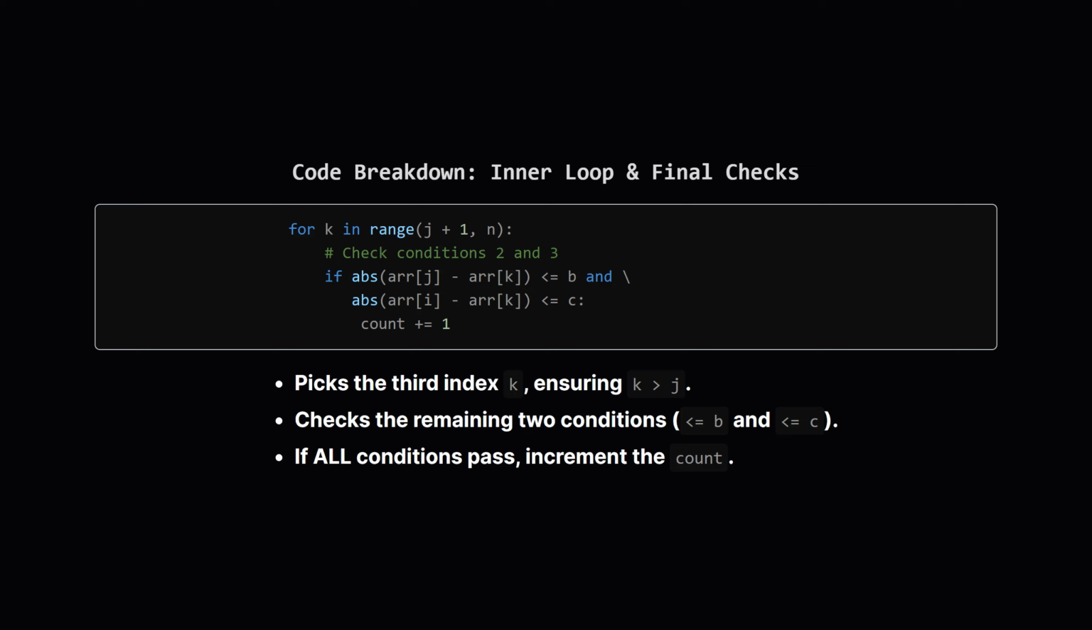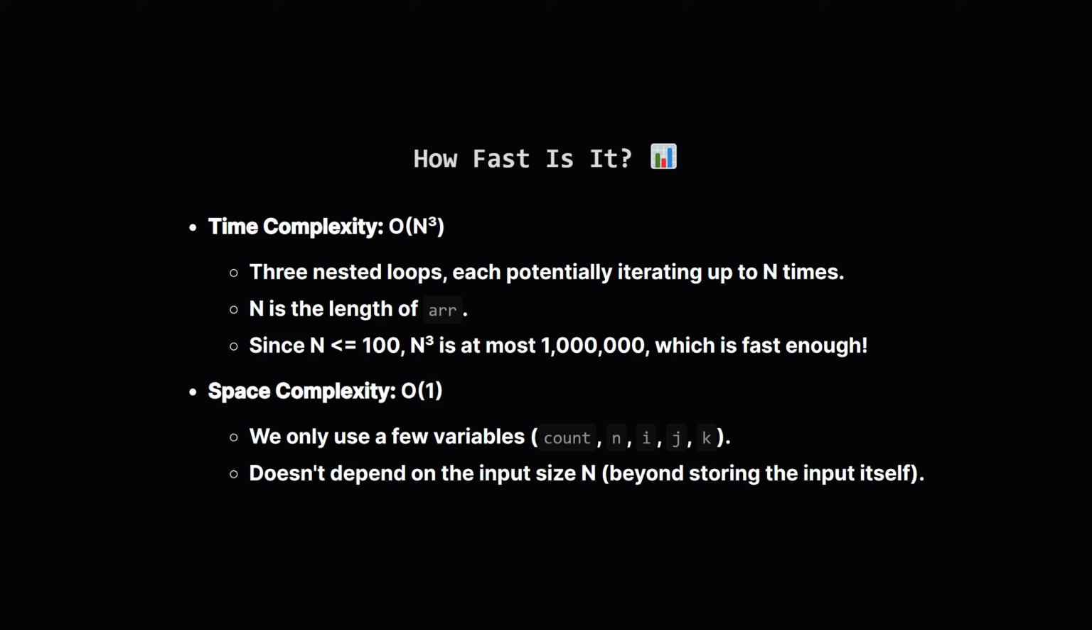Is the difference between the number at j and the number at k less than or equal to b? And is the difference between the number back at I and the number at k less than or equal to c? If both of these conditions are true, and remember, the first condition between I and j already passed, then we've found a good triplet, so we increment our count. After checking all possible k's for the current I and j, the loops continue until all combinations are exhausted. Finally, the function returns the total count.